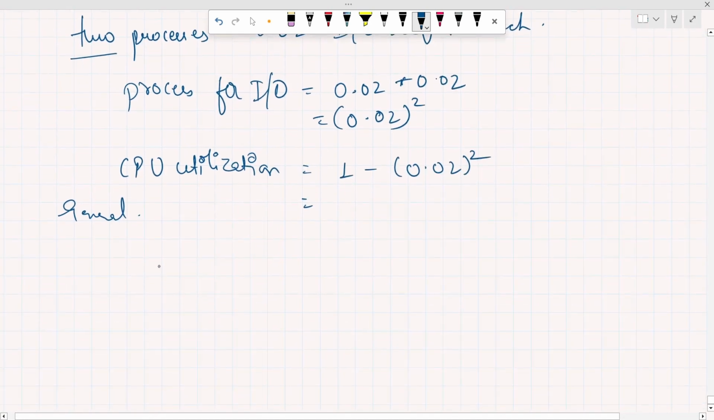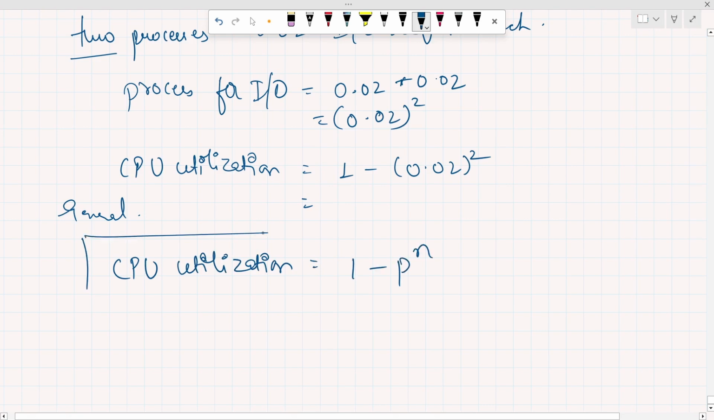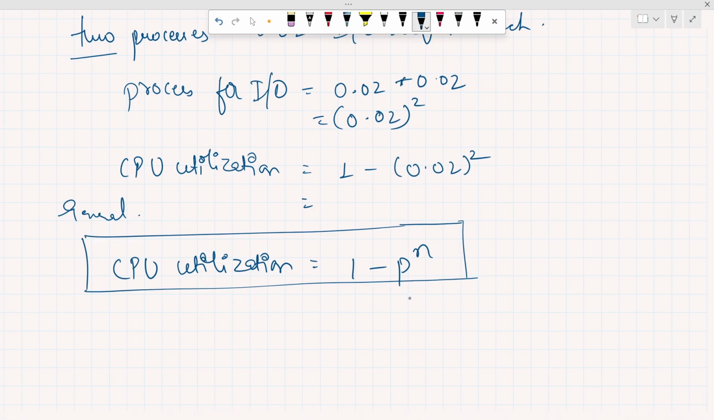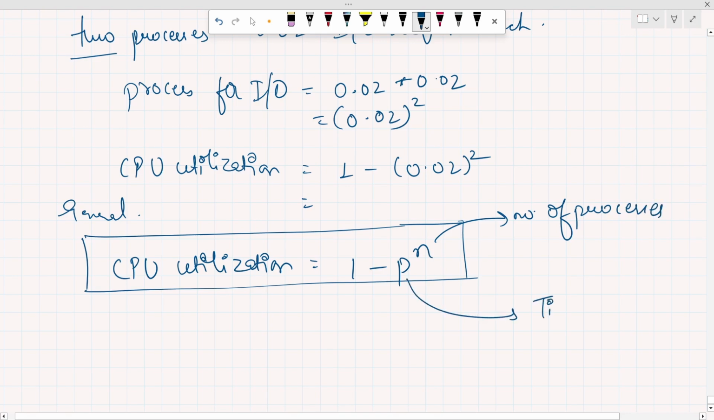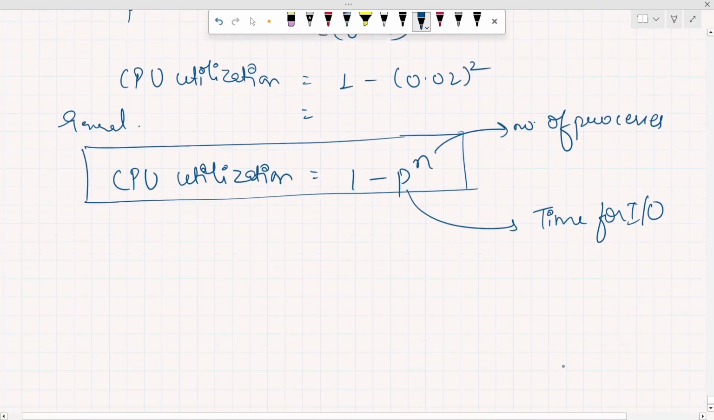So in general, if you are going to write the general formula to find the CPU utilization, what is it? The general formula is 1 minus p to the power n. Now, what is p? p is the IO operation time, and n is the number of processes. I hope it is clear to you how you can find the CPU utilization.